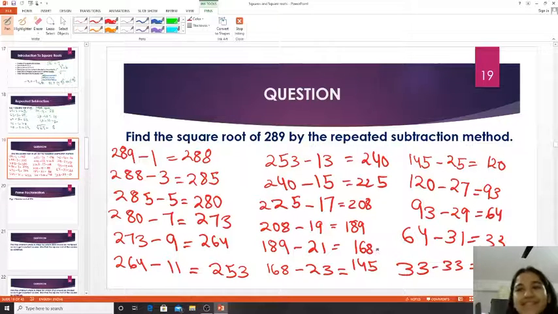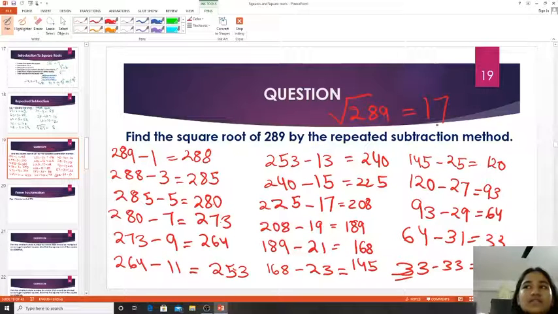Oh my god, such a lengthy process, right? So we have at last reached the end. We have really obtained 0 at the end. So what's the square root of 289? We have to count the number of steps. 1, 2, 3, 4, 5, 6, 7, 8, 9, 10, 11, 12, 13, 14, 15, 16, 17. So the square root of 289 is equal to 17. Don't you think it's a very lengthy process?